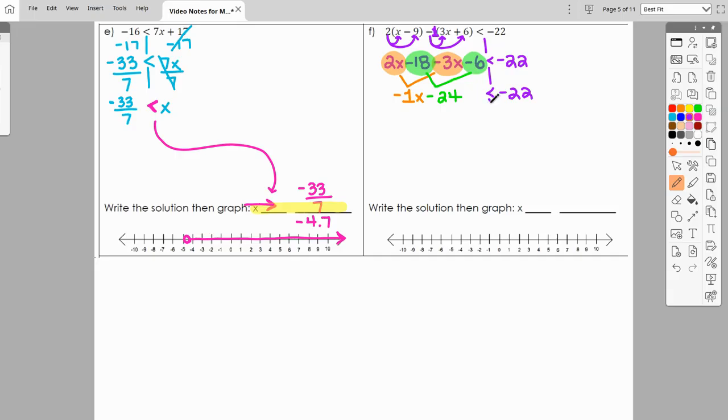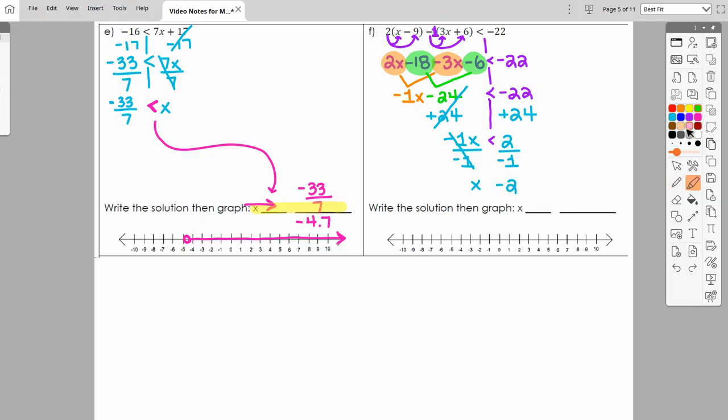From here now, I don't have anything that's left on the left side that I can combine. So this is when I start doing the opposite operations. I have a negative 24 that's next to my x, so I can easily add that from one side to the other. Cancels on the left side, leaving me with just that negative 1x. And on the right side, I do negative 22 plus 24, which is 2. From here, to separate the negative 1 that's multiplied to the x, I go ahead and divide each side by negative 1. Cancels out on the left side. And on the right side, I do 2 divided by negative 1, which is negative 2.